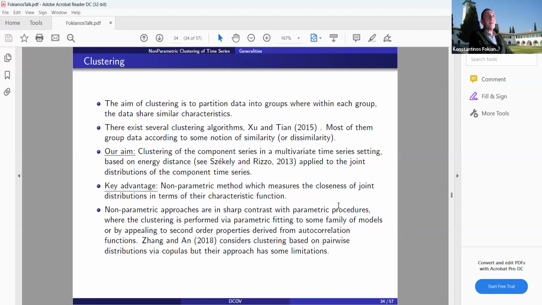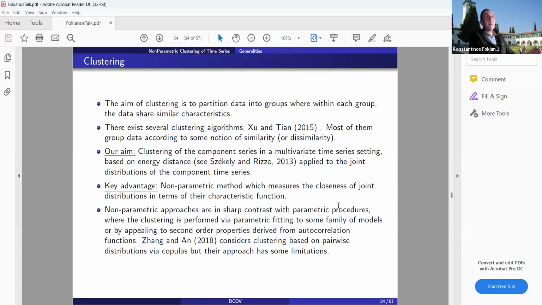There exist several clustering algorithms, and there is some notion of similarity or dissimilarity. So we want to cluster the component series in a multivariate setup based on energy distance, which is related to distance covariance.